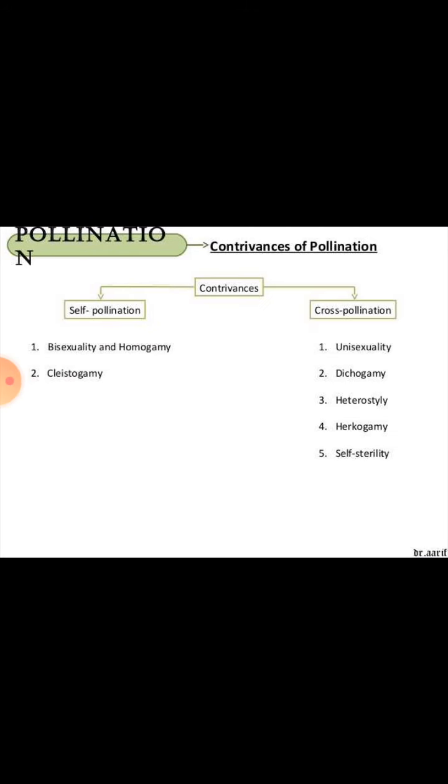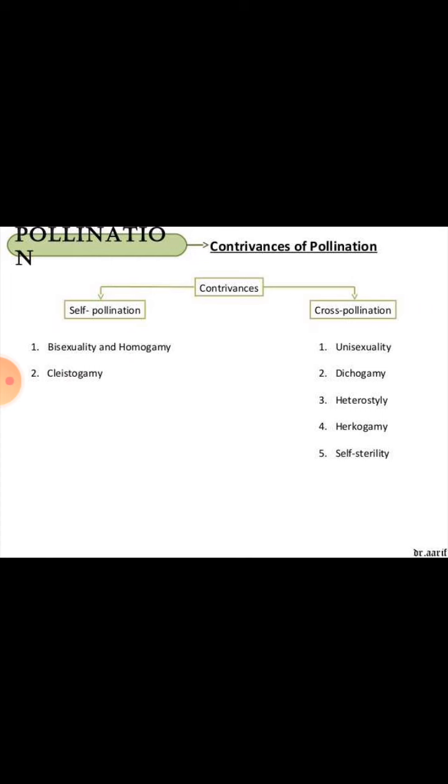Also known as a cross pollination. The first one is called unisexuality, also called diclinous. What is unisexuality? When the flowers are unisexual, only cross pollination is possible. There are two types: one is called monoecious, another one is called dioecious.